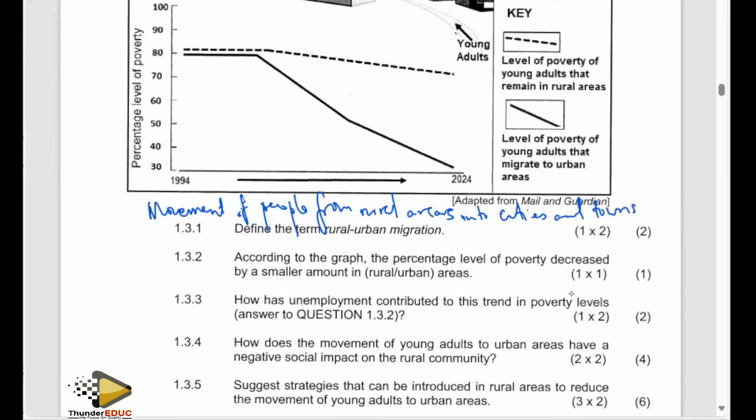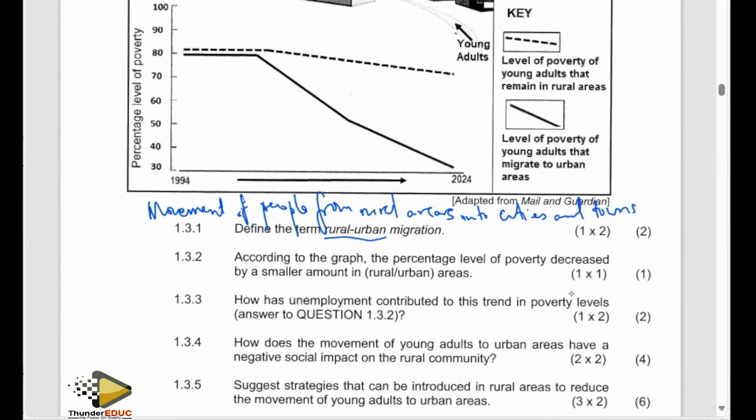Someone is moving from a rural area going to an urban area. And what is an urban area? Referring to cities and towns. So basically, that's the movement of people from rural areas or the countryside into cities and towns. The geographical concept, you can define it in whatever your geographical understanding, but as long as you're addressing the effect of movement and also the direction of movement, that the movement is coming from the rural going to an urban.